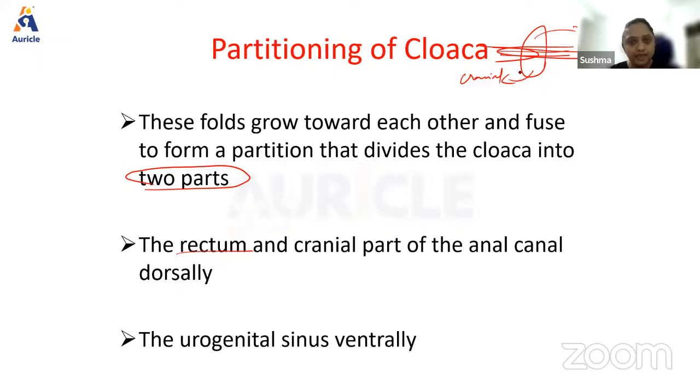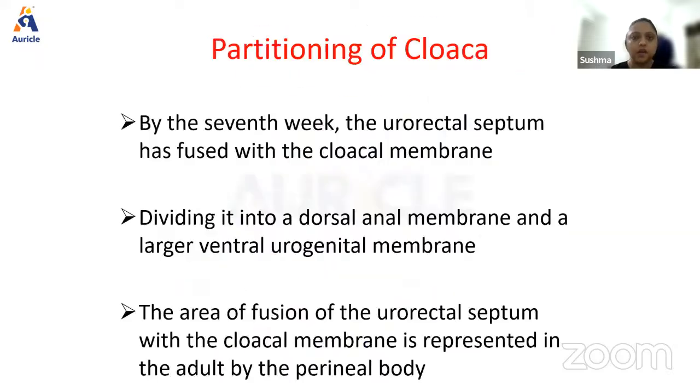The cranial part of the anal canal is not very important for you guys. Next, by the 7th week, the urorectal septum has fused with the cloacal membrane, dividing it into a dorsal anal membrane and a larger ventral urogenital membrane. This point is important, guys, because the area of fusion of the urorectal septum and the cloacal membrane is represented in the adult by the perineal body, which is very, very important. It is especially important in females, because during labor this perineal body is the one which supports.